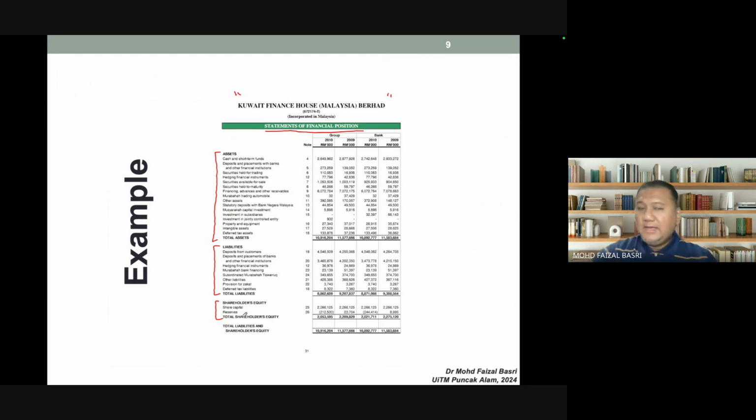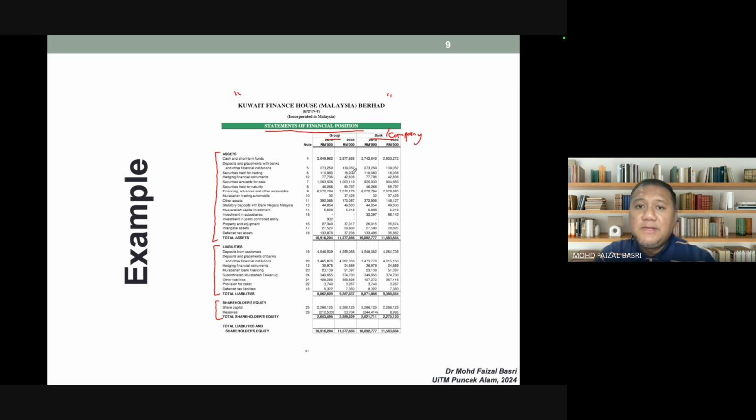And on top of that, the data and information they give, dia akan letak dua set of data. Satu is based on group, and satu lagi based on company. So since this is a bank, so dia letak bank lah. Okay, but mostly if it's a normal company, dia akan letak sini group and company.